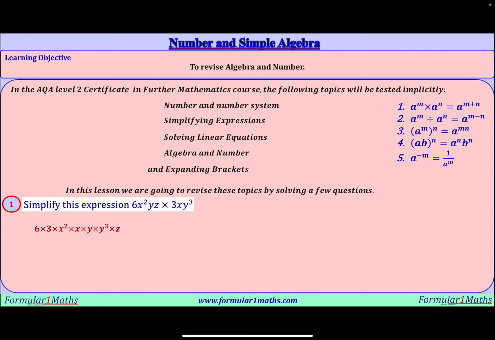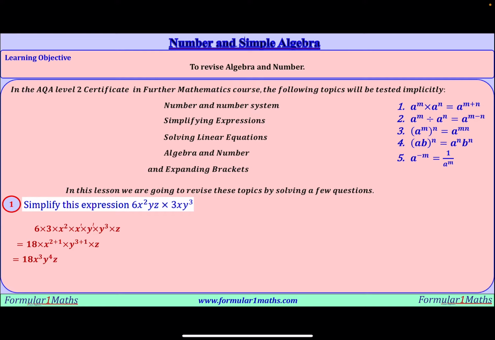First of all, you can see that 6 times 3 will be 18, and then we need to simplify the x squared times x, and also the y times the y cubed, and then the z. So we know that there is supposed to be a 1 here that we don't normally put, and 1 here. So using rule number 1, we can simplify the whole expression to this. And then simplifying it further will give us 18x cubed y to the power 4 z.